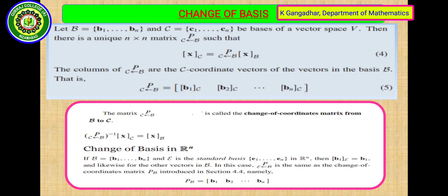So here, change of basis in R to the power n. Standard basis: if the given basis is the standard basis, then the coordinate vector of the given basis is the same as the basis.